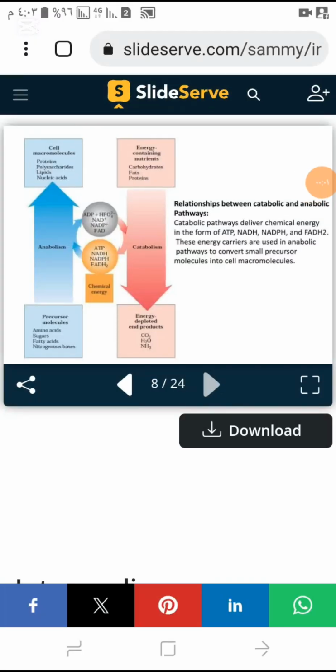The figure here illustrates the relationship between catabolic and anabolic pathways. Catabolic pathways deliver chemical energy in the form of ATP and reducing equivalents, and this energy is used to convert small precursor molecules into cell macromolecules in the anabolic pathways.